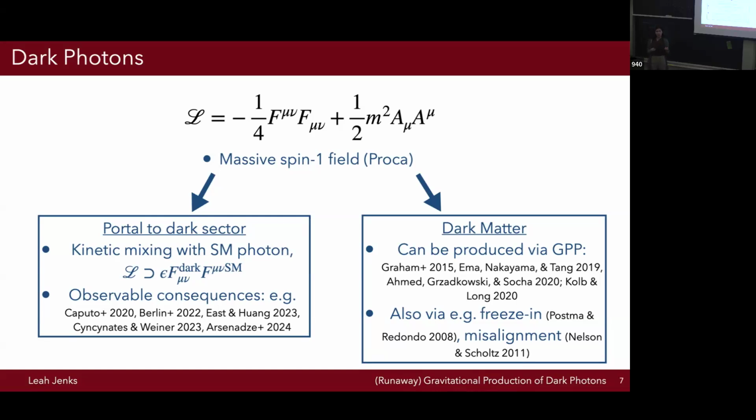And so there has been quite a bit of work in the past few years showing that you can actually have dark photons produced via this particle production mechanism. And we can also produce these via processes like freeze-in and misalignment, et cetera, et cetera. So again, I apologize if I've left off your favorite production mechanism, but this is just an example. And so all of these works that have thought about particle production in this way have looked at this action, which is kind of the standard thing that one can write down.